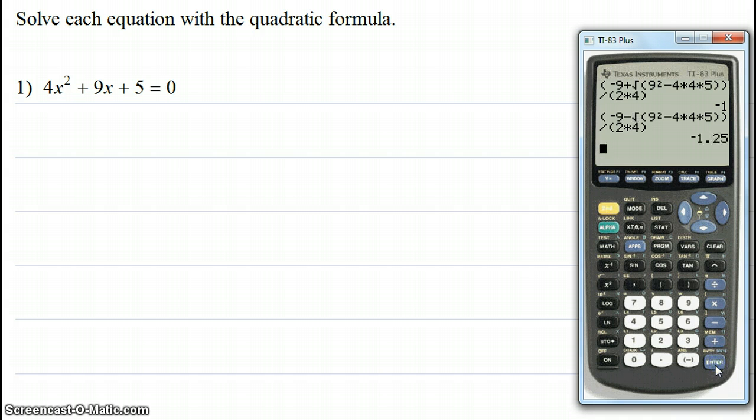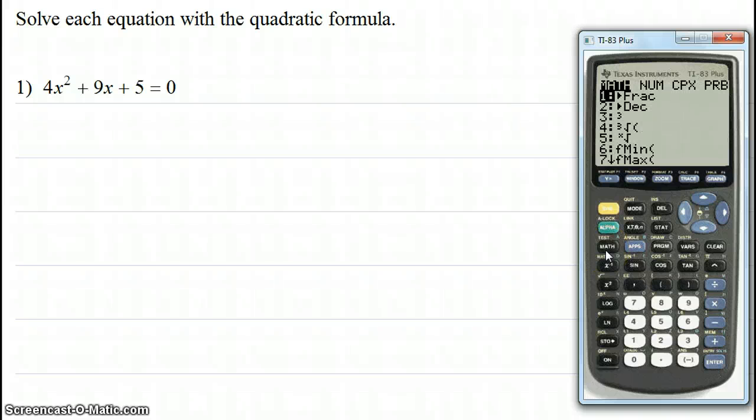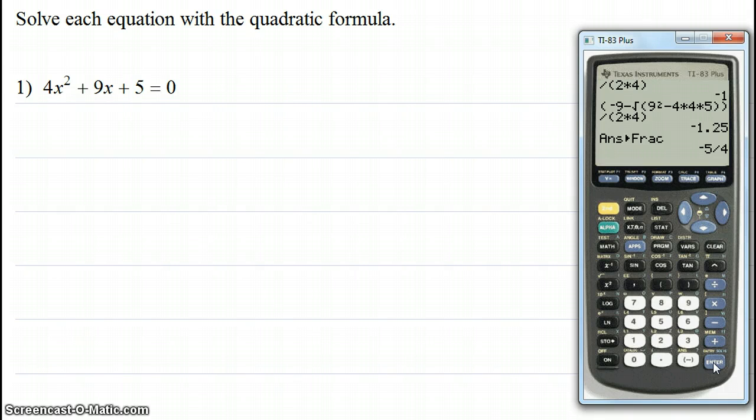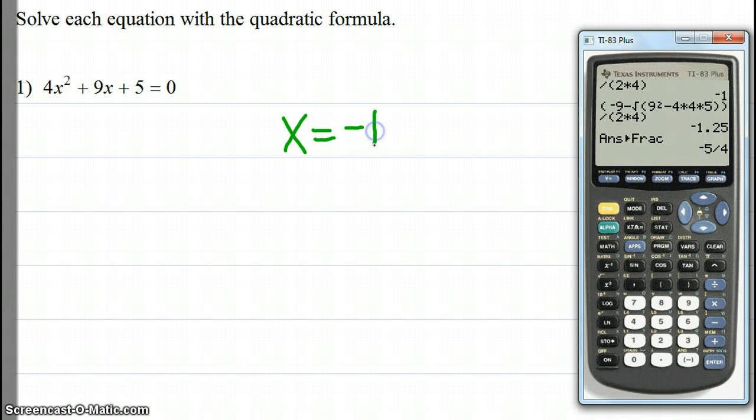So then we have our answer as a decimal. Again, we could put this as our decimal, or if we change it to a fraction, hit math fraction. And so our two answers, we would record our two answers as what? X equals -1 and x equals -1.25, or again, you might see this as -5/4.